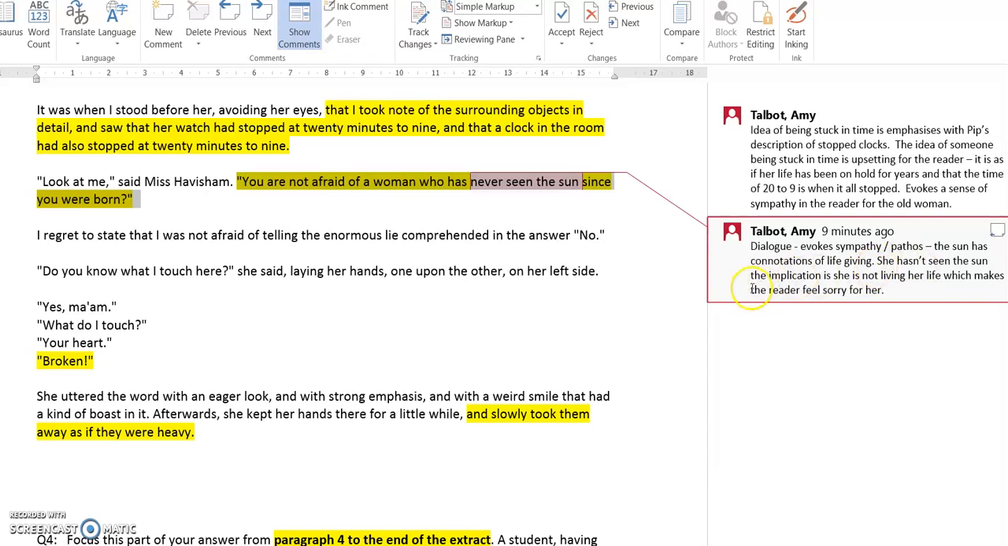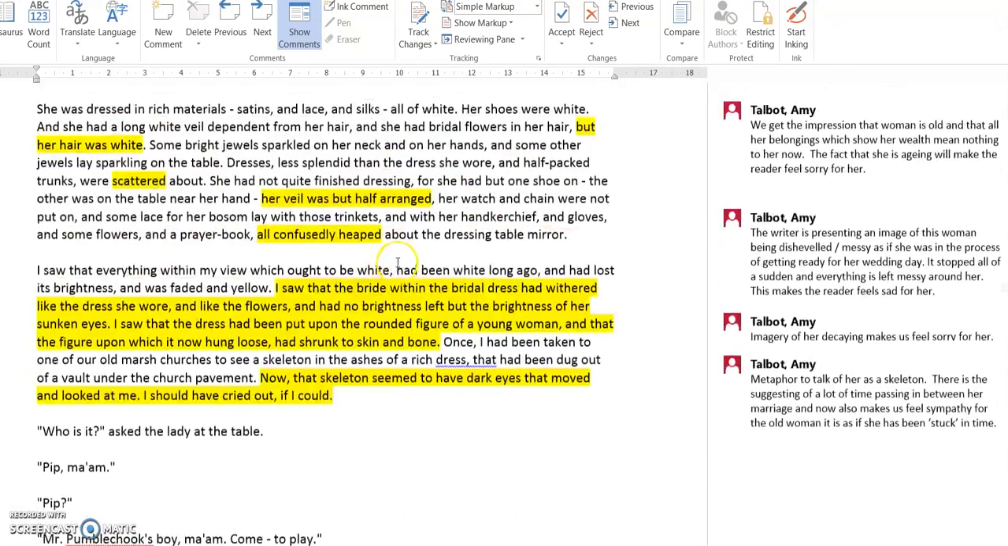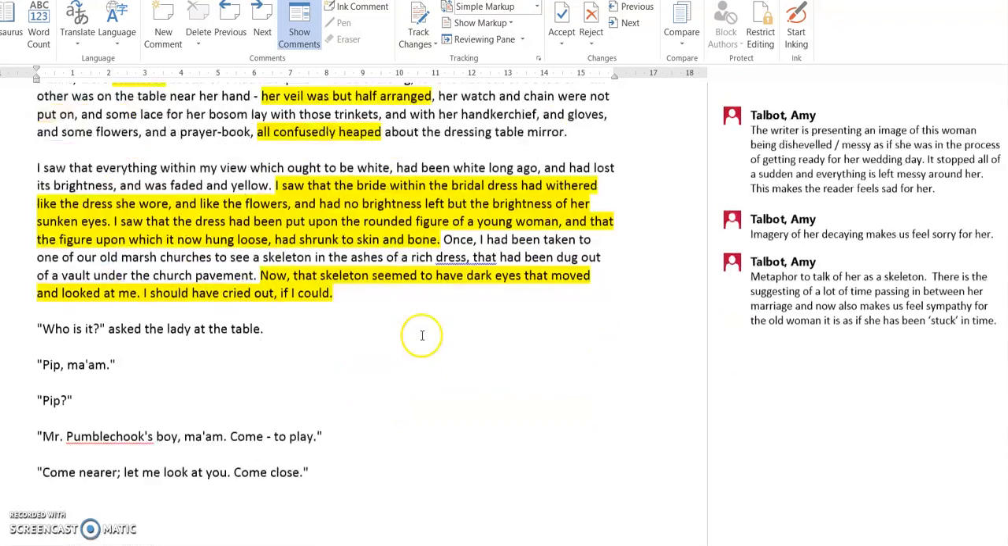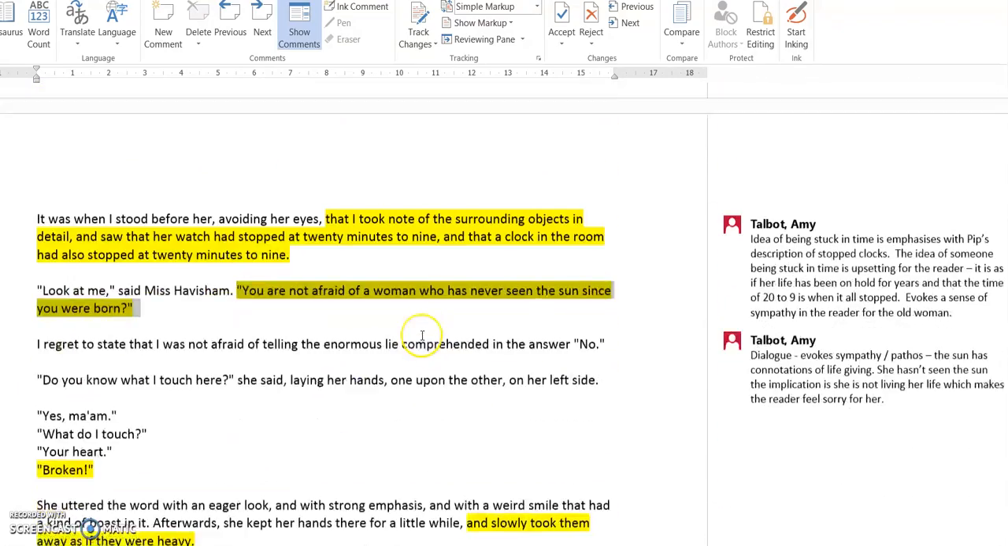She talks about how she has never seen the sun since Pip, the narrator, was born. So the sun has connotations of life-giving. She hasn't seen the sun, and the implication is that she's not living her life, which makes the reader feel sorry for her. She's been out of the sun, out of living. And that evokes a sense of sympathy for her, because her life just seems to have stopped. And she's perhaps been trapped in this room for a long, long time, because as we've talked about, this passing of time is being described by the writer in lots of different ways.